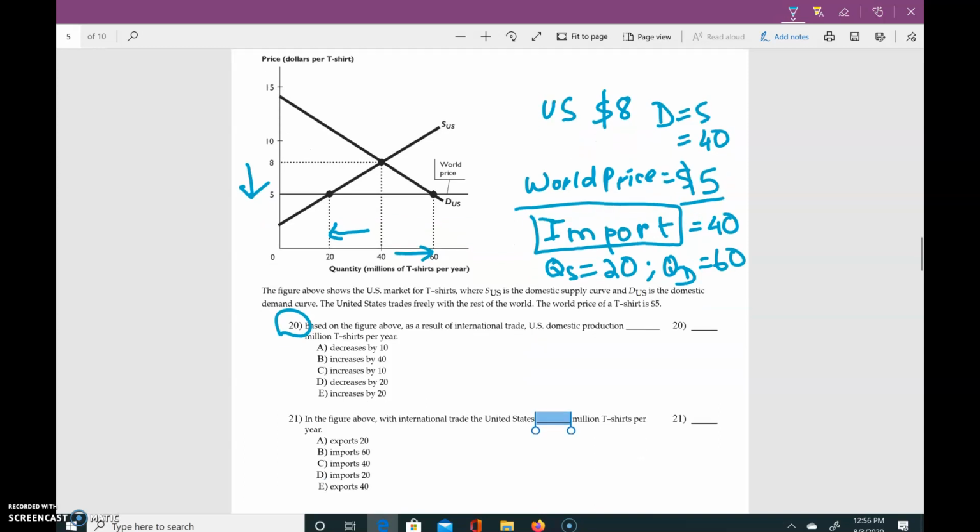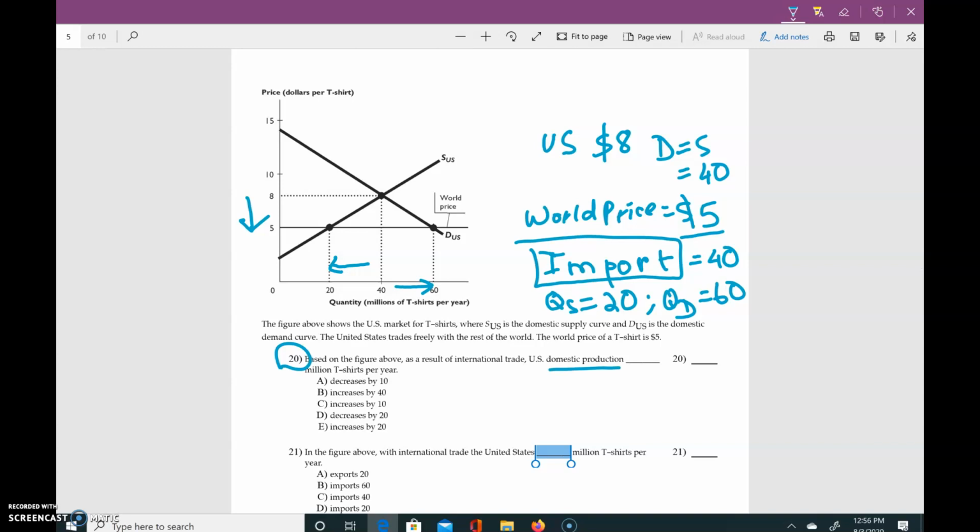And we have a bunch of questions here. Number one is US production. I would say the US production has gone down from 40 to 20 here, because the production we get from the supply curve. I'm going to look at the lines where $5 is hitting the supply curve and wherever it is hitting the demand curve. And US demand has gone up from 40 to 60 after trade. So this is what happens when the US is importing.